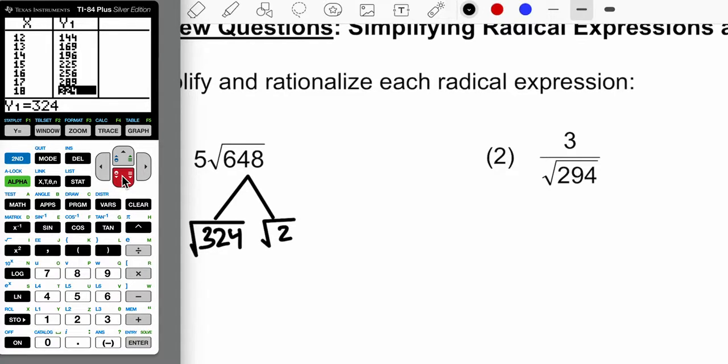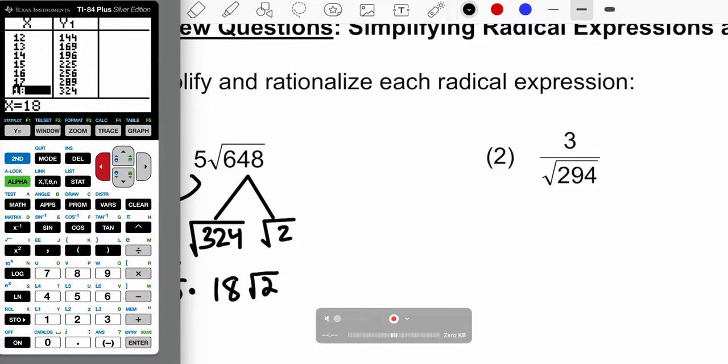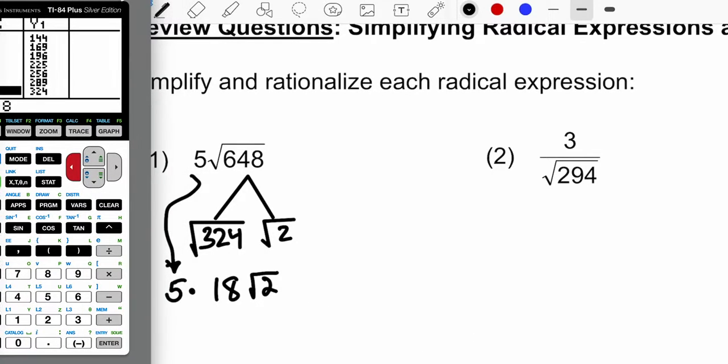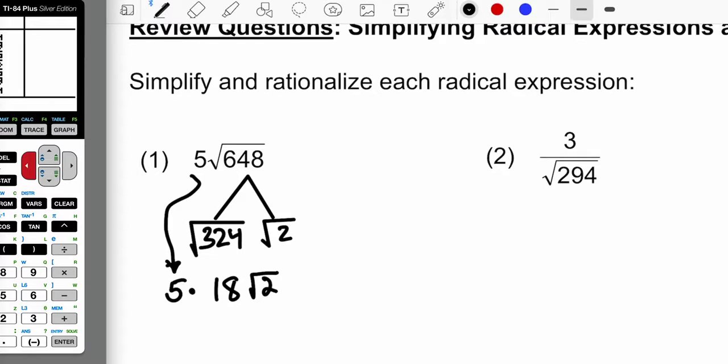All right. So the rad 324 is 18. It says it right here. It's the benefit of having this list. So 18 radical 2. We still have that 5. So 5 multiplied by 18. Right? So we're looking at 90 radical 2.